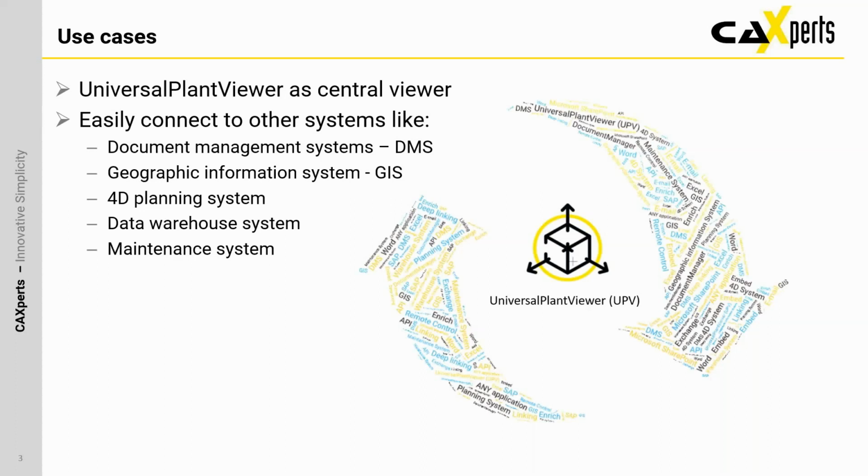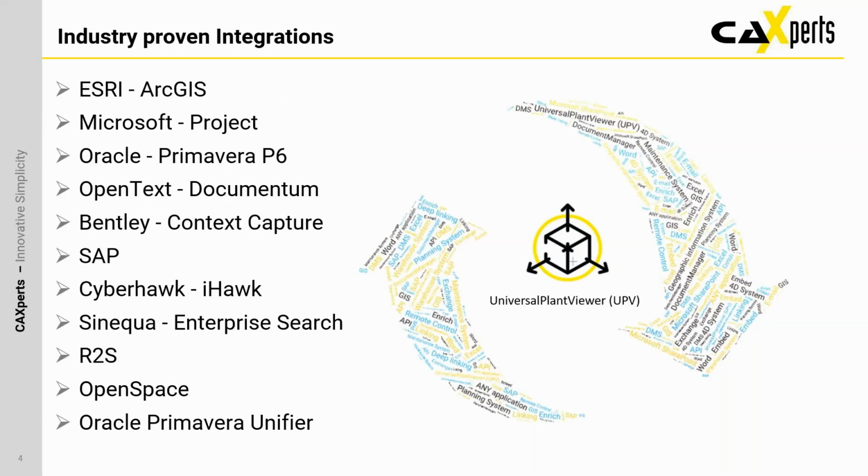But before we come to this, I also want to show you some of the integrations that we already implemented using UniversalPlantViewer. So here on the very top, we can see the ESRI ArcGIS. Here we have done an integration. We have done integrations for Microsoft Project and Oracle Primavera P6, but also for OpenText, Documentum, Bentley ContextCapture, SAP, Cyberhawk, iHawk, Cinequa, which is an enterprise search engine, R2S or Return to Scene, OpenSpace, and also Oracle Primavera Unifier. So if you have one of those systems in place, we can always help you to do the integration, but obviously the integration can be done with any other system also.